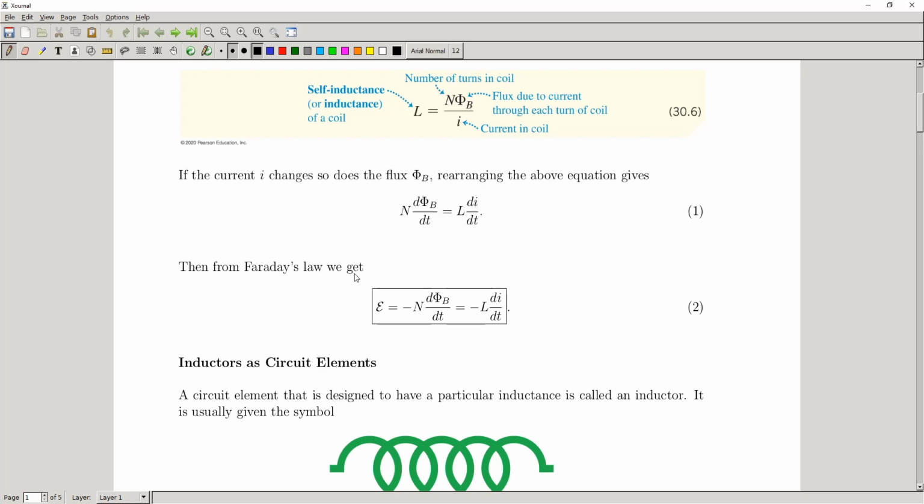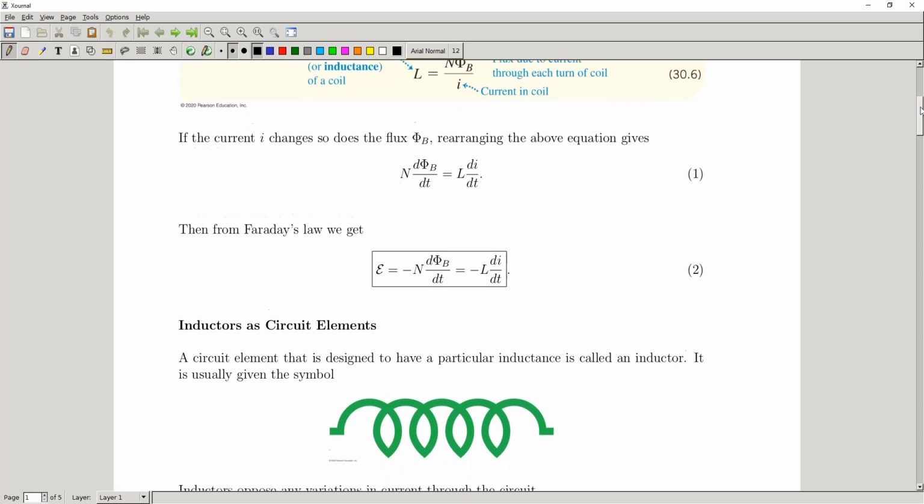Then from Faraday's law, we know that this first equality is true. And because of what we just wrote down above, we can write it in a second form like this. Okay, and this is going to be a very useful expression. That's why I boxed it here. This is going to be our self-induced EMF, right? And this is our self-inductance, our L that we just talked about.